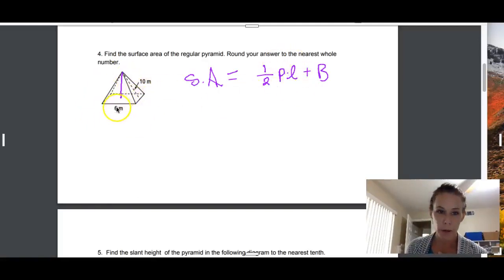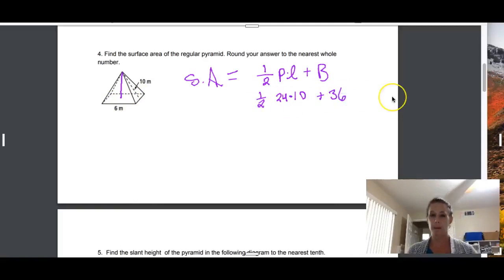Let's go ahead and find the perimeter. If this is 6 and it's a regular pyramid, all the sides are 6. So I'm going to go 6 times 4, which is 24. So my perimeter will be 24, and my slant height is given to me. It's 10. And I'm going to go 1/2 of that. And then I need to find the area of the base, and that should be pretty quick. Because it's a square, the area is just going to be 6 times 6, which is 36 meters squared. Just do the math on that. 1/2 of 24 is 12, and 12 times 10 should be 120.